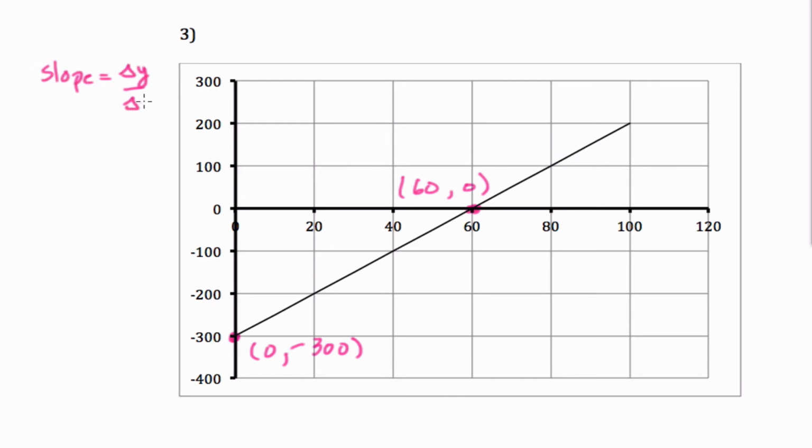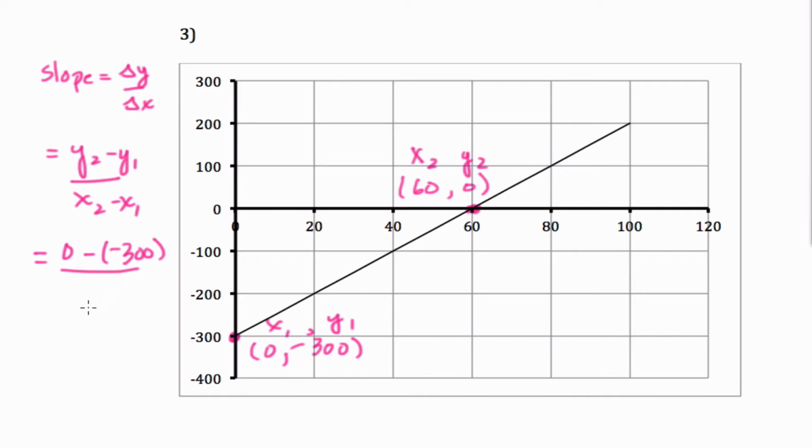Slope is change in y over change in x. So that's going to be y2 minus y1 over x2 minus x1. Again, the 2's are just the second point going from left to right, so this would be x2, y2, and this would be x1, y1. If I plug this in, y2 is 0, y1 is negative 300. Keep track of your signs. Divided by x2, which is 60, and x1 is 0. 0 minus negative 300 is the same as 0 plus 300. So it would be 300 divided by 60 minus 0, which is 60, and you would get 5.